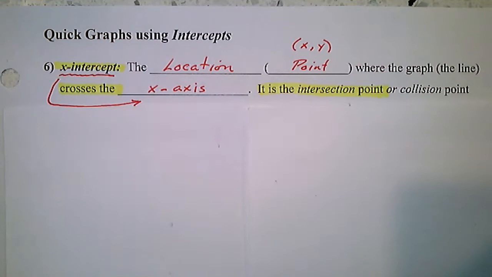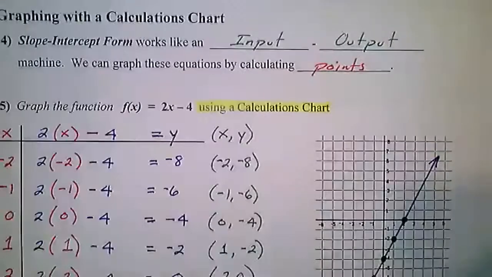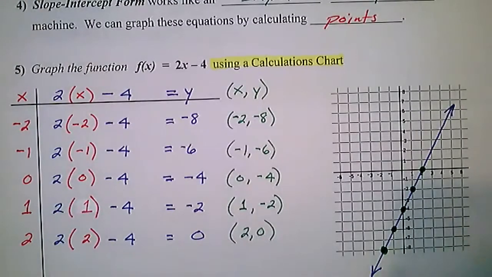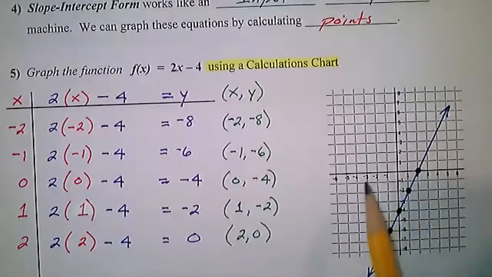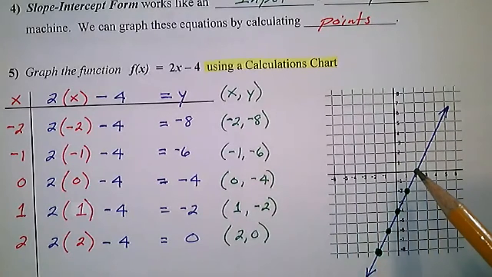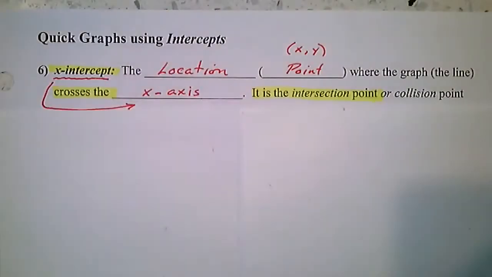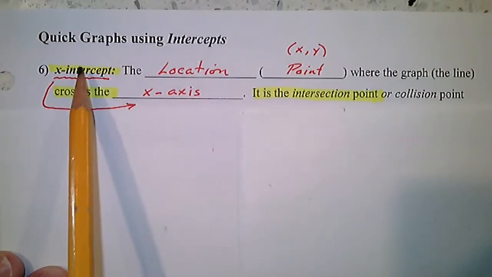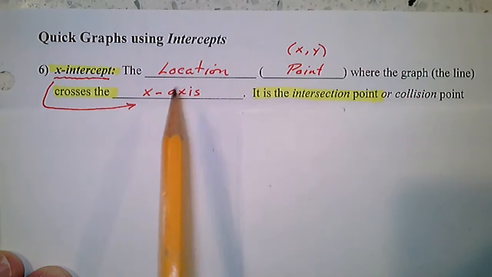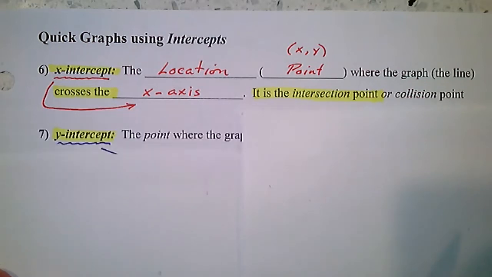If we were to look at our picture really quickly here, this graph is crossing the x-axis. Here's our x-axis, and it's crossing right there. That would be our x-intercept. That's where it's intersecting or colliding with our x-axis. So the x-intercept is crossing the x-axis.